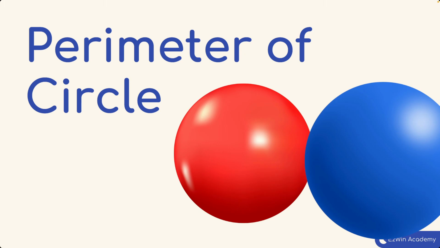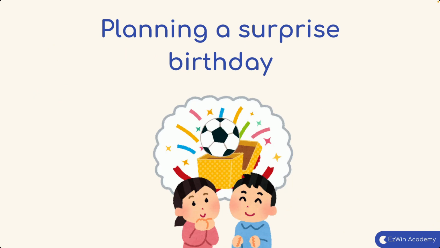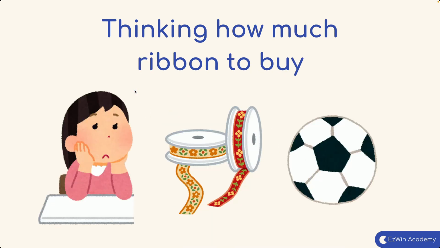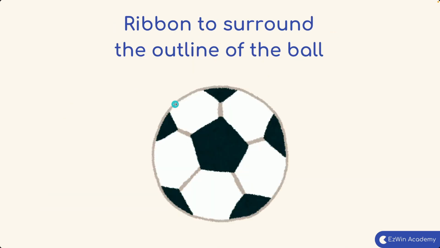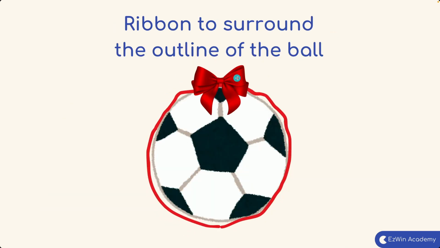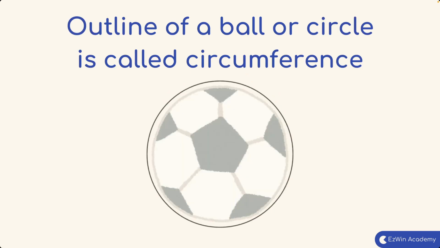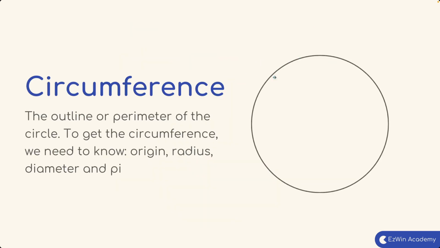In this video, you're going to learn how to calculate the perimeter of a circle. So imagine you are planning a surprise birthday where you're going to give away a soccer ball as a present, but you're wondering how much ribbon to buy because you're going to wrap your whole soccer ball with the ribbon and a little bow tie at the top. The outline of the ball, or a circle, is called the circumference. So circumference is basically the outline or the perimeter of the circle.